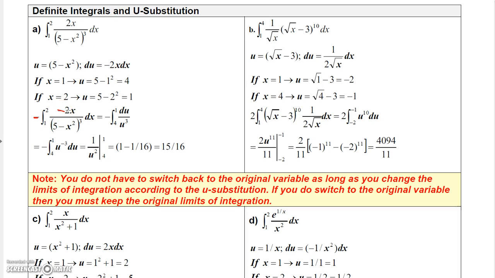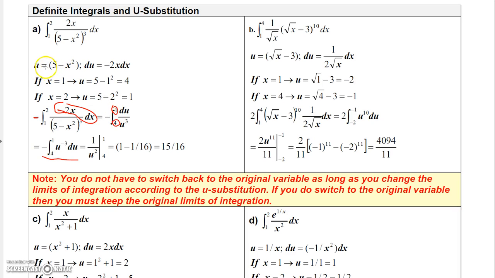Now, once I do that, this part is going to be du, and this is going to be u cubed, or another way to write that is u to the negative 3 times du. Now, you might notice that I changed the limits when I changed to u, because you can leave the definite integrals. You don't have to switch them back to x when you're doing definite integration, as long as you change the limits of integration. Now, let me show you how I got these new limits.